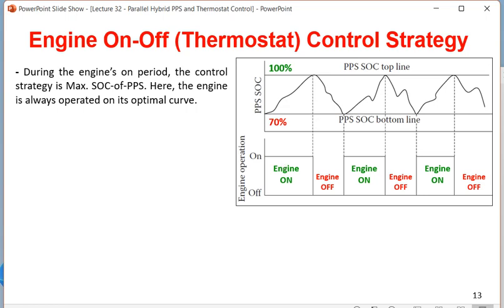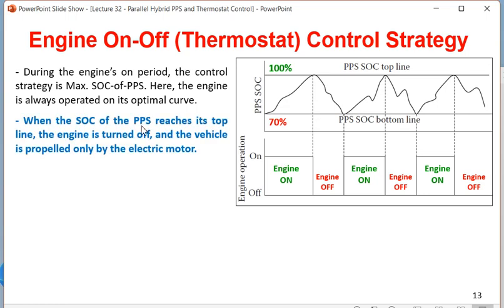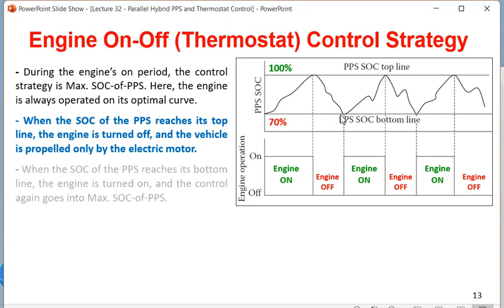So when the SOC of the PPS reaches its top line, at that time the engine is turned off and the vehicle is propelled only by the electric motor. As soon as the engine is turned off, the battery takes the charge and the electric motor will be running the whole vehicle. When the SOC of the PPS reaches its bottom, that means this point, the engine is turned on and will be working with its optimum efficiency, and the engine will be doing two things. It will be running the vehicle, and it will be charging the SOC of the PPS.